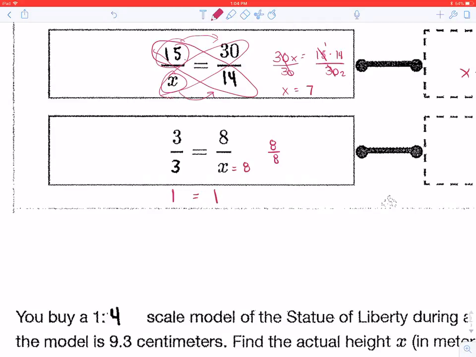So this one, you didn't have to do any sort of mental math. You didn't have to do any calculations if you recognize that you would have to have the same number over itself for both sides to equal 1.